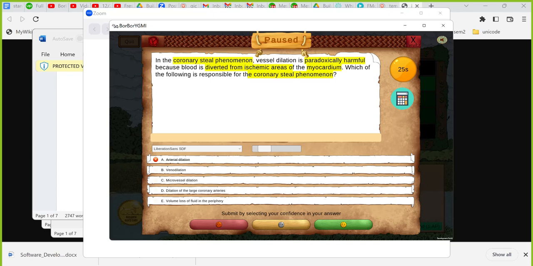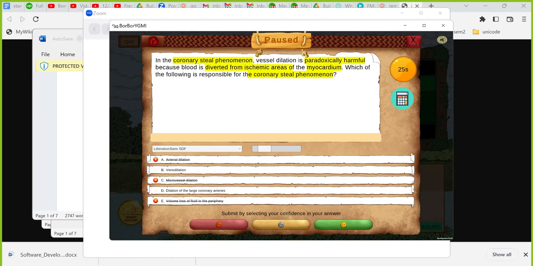Do we still like that? So maybe, yeah, I mean, no, I think dilation of large coronary arteries. Yeah. So large coronary arteries. Yeah. And then, what about this one? Do you like E? No, no. Loss of fluid in the periphery. Yeah, I don't like that one either.